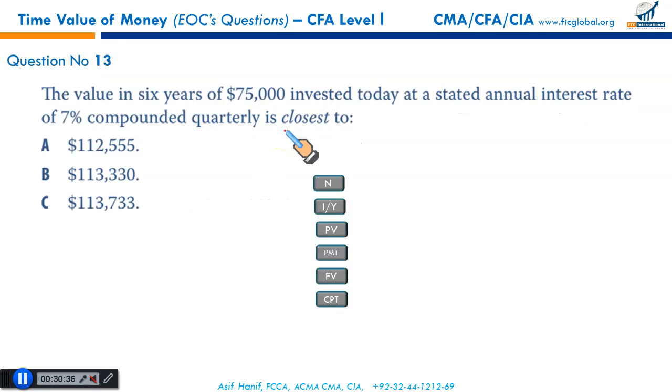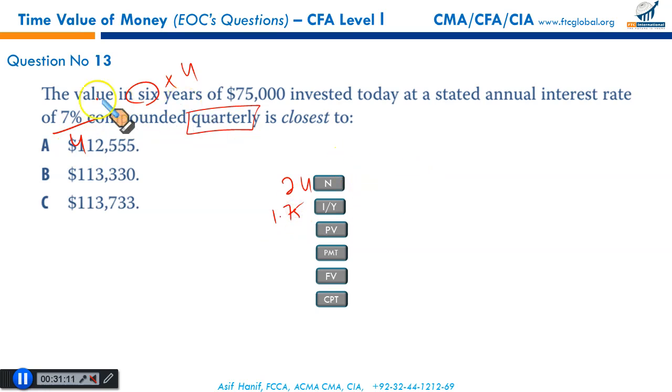Right. Next. The value in 6 years of 75,000 invested today at a stated annual interest rate of 7% compounded quarterly is closest to, first of all, the compounding period is quarterly, which means if there are 6 years involved, they have to be converted into 6 times 4, 24 periods. Interest rate has to be adjusted as well. It's 7% compounded quarterly, must be divided by 4. 7 upon 4 will give you 1.75.